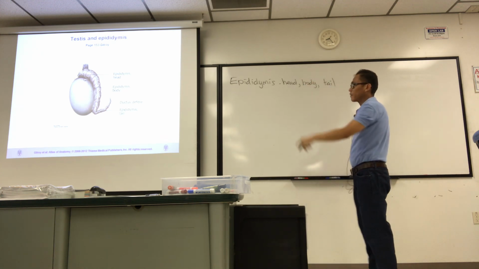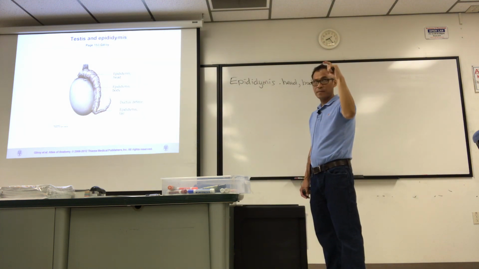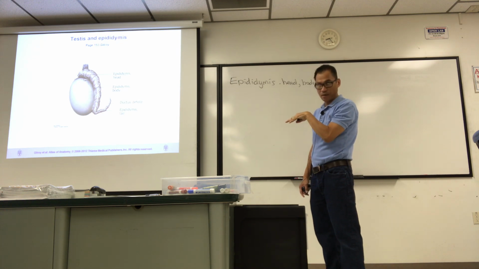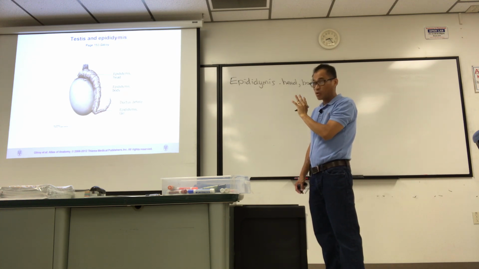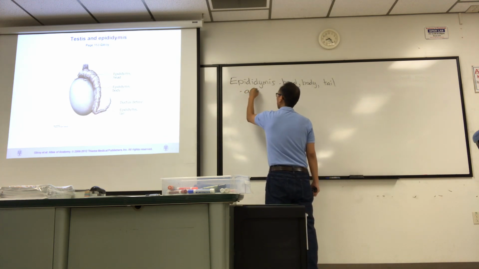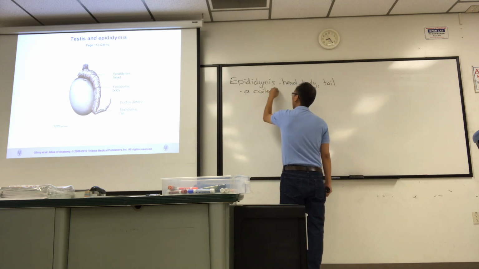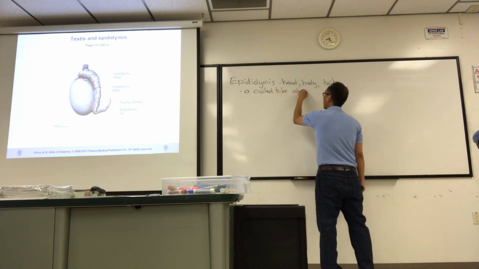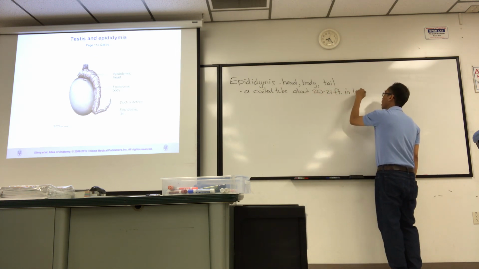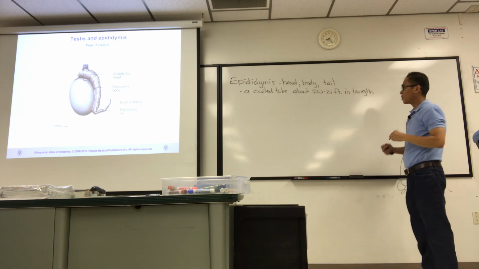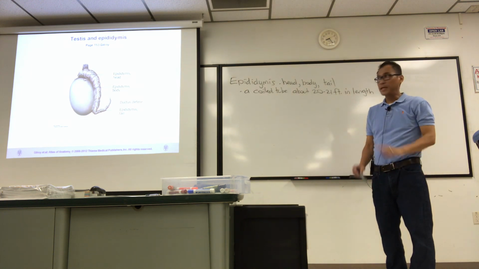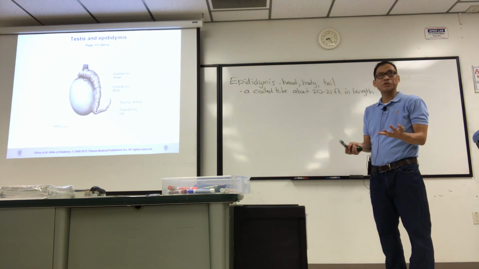Now, it doesn't look very long. I mean, the testes is only about that big. However, there's a supercoiled tube inside there, and it's something like 20 or 21 feet long. About 20 to 21 feet in length. This is continuous with the seminiferous tubules, and it's for sperm storage and maturation.